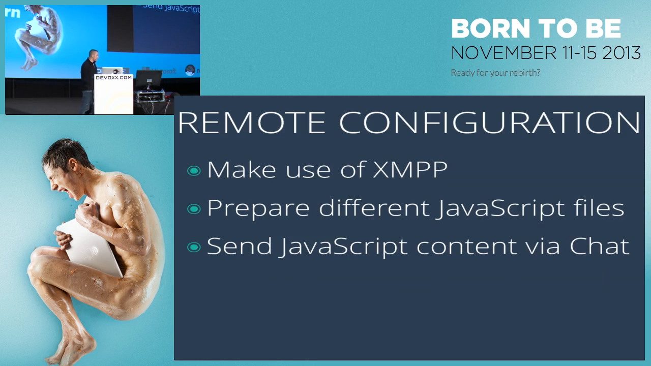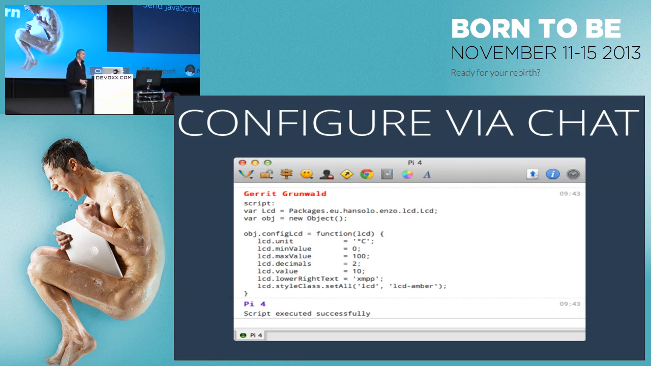So the idea is I implement XMPP in my application. Then I can prepare different JavaScript files on my side wherever I am, and then just pass the script text as a chat message to the Pi. And because it's a string, I can directly pass it to the JavaScript engine, and it will be executed.